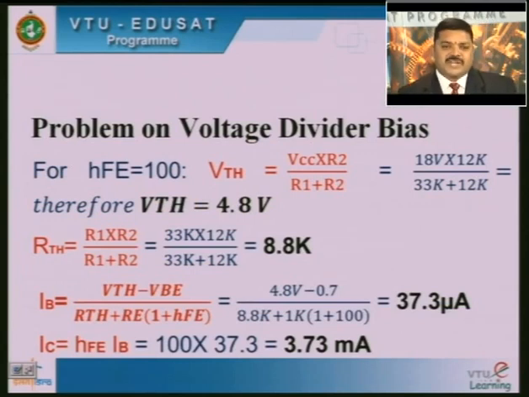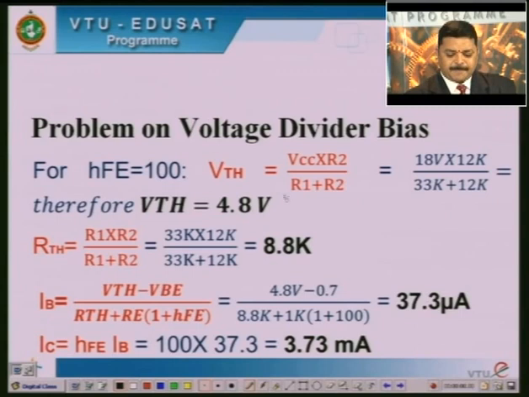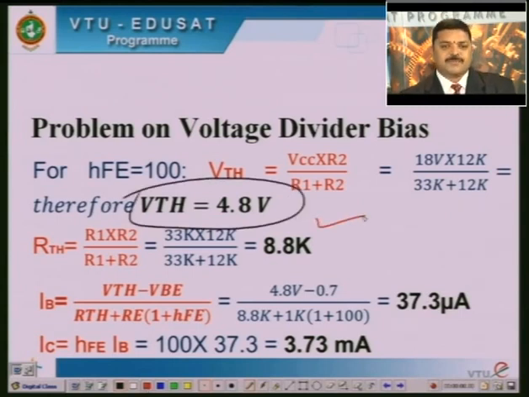Problem on voltage divider bias for HFE equal to 100. We first need to find VTH, which is given by VCC times R2 by R1 plus R2. So, VTH is equal to 18 volts into 12K divided by 33K plus 12K, which is found to be VTH equal to 4.8 volts.